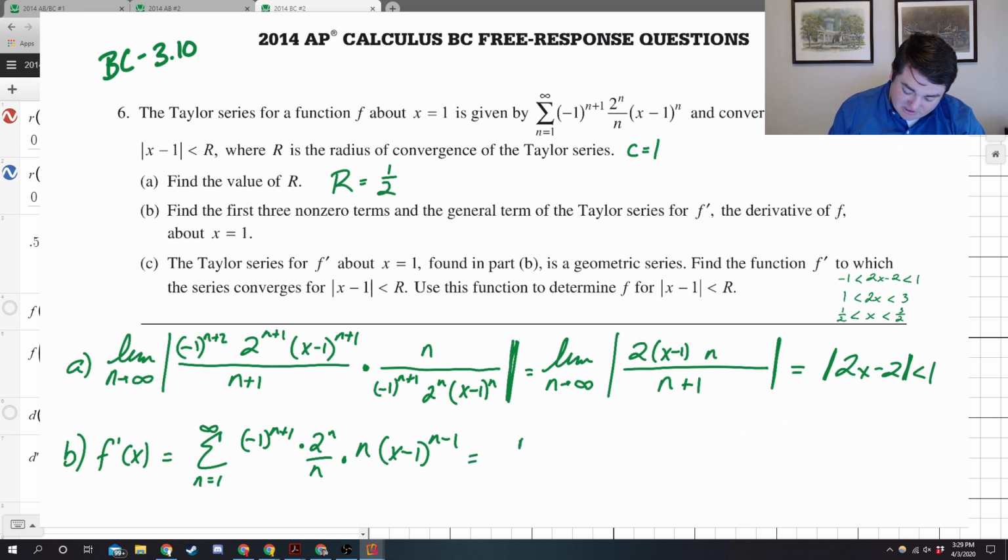So I have the sum from 1 to infinity of -1 to the n plus 1 times 2 to the n times x minus 1 to the n minus 1.